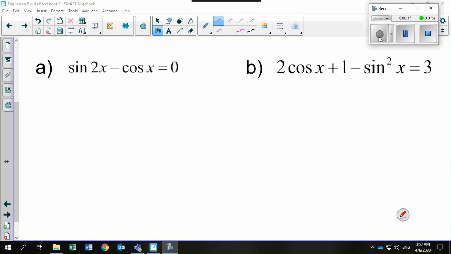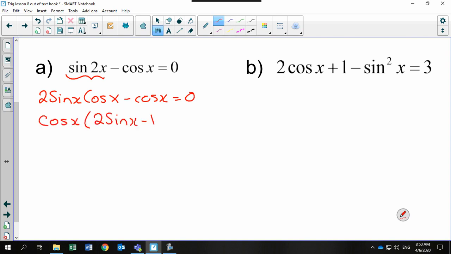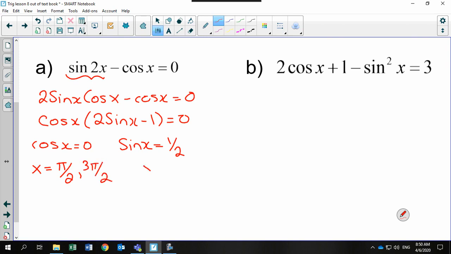Okay, so for here we have a double angle again, so we're going to replace it with 2 sine x cos x minus cos x equal to 0. We can factor out our cos x. We're left with 2 sine x minus 1. And now we have cos x equals 0 and sine x equals positive 1/2. We know that this one happens at pi over 2 and 3 pi over 2. And this one happens at pi over 6 and 5 pi over 6.